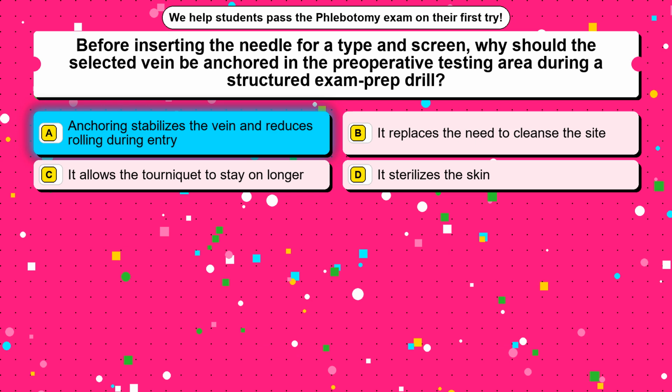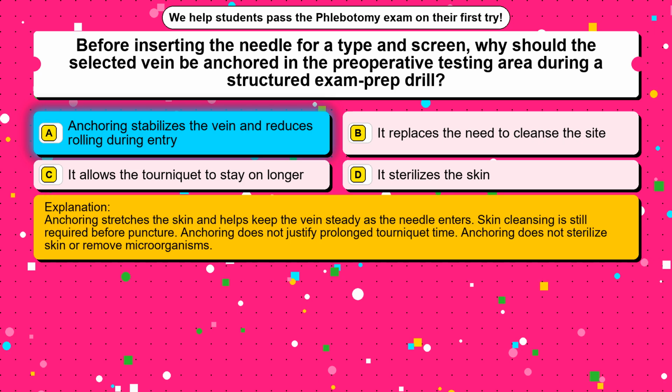The correct answer is option A. Anchoring stabilizes the vein and reduces rolling during entry. Anchoring stretches the skin and helps keep the vein steady as the needle enters. Skin cleansing is still required before puncture. Anchoring does not justify prolonged tourniquet time. Anchoring does not sterilize skin or remove microorganisms.